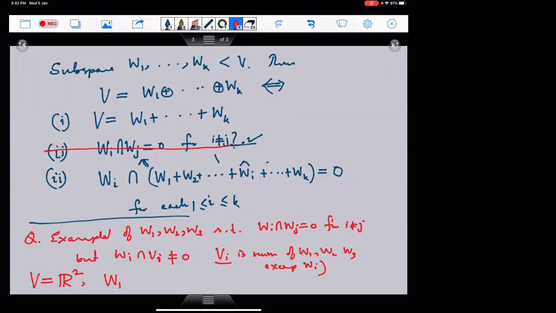Span of (1,0), then (0,1) and (1,1). Span of (1,0), the x-axis? Yes, the x-axis. W2 is the y-axis and the line x equals 1.